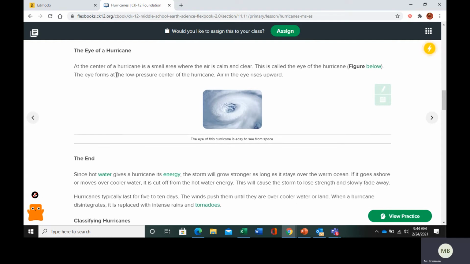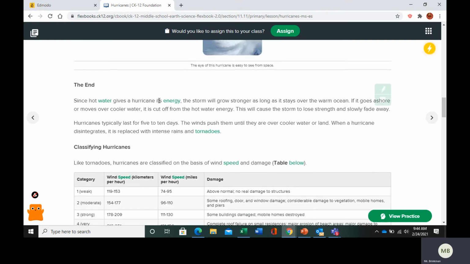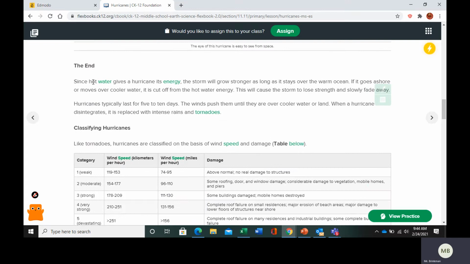So at the center of a hurricane is the eye of the storm. That's where the air is calm and clear. And it forms at the low pressure center of the hurricane. The air in the eye is going to rise upward. So hot water gives the hurricane its energy. The storm is going to grow stronger as long as it's over the ocean.